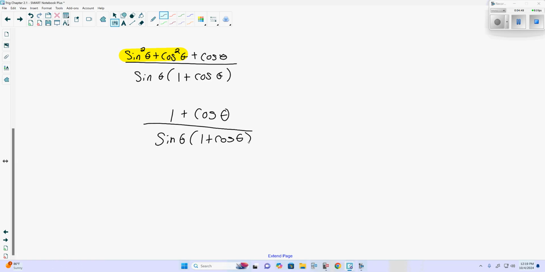Questions so far? Can we simplify? Is there something in common on top and bottom? What? The 1 plus cosine theta, that entire statement, those two will simplify. And the only thing we have left on bottom is sine of theta. What do we have left on top? 1. Because whenever we're simplifying something on top and bottom, it never reduces to 0. It reduces to 1.